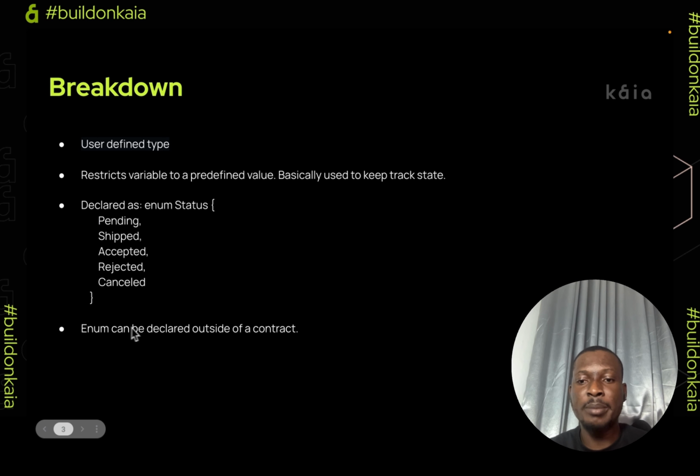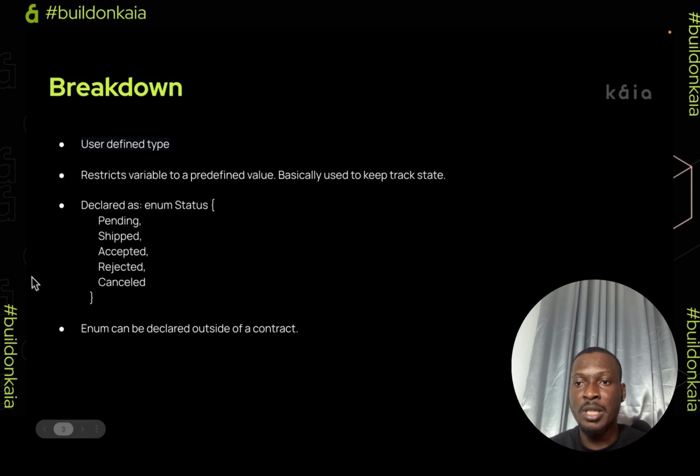Also, an enum can be declared outside of the contract. This means that the scope becomes global, and any contract that imports this file has access to use the enum. Let's take a look at how enums are used.